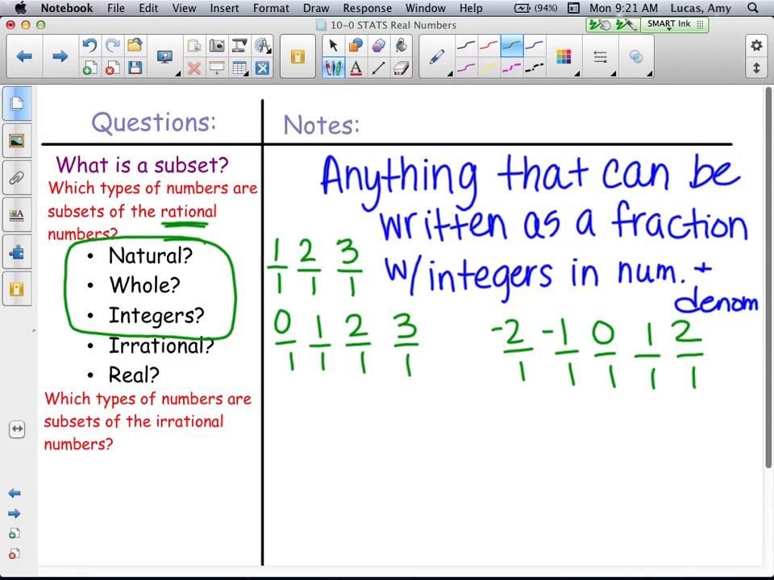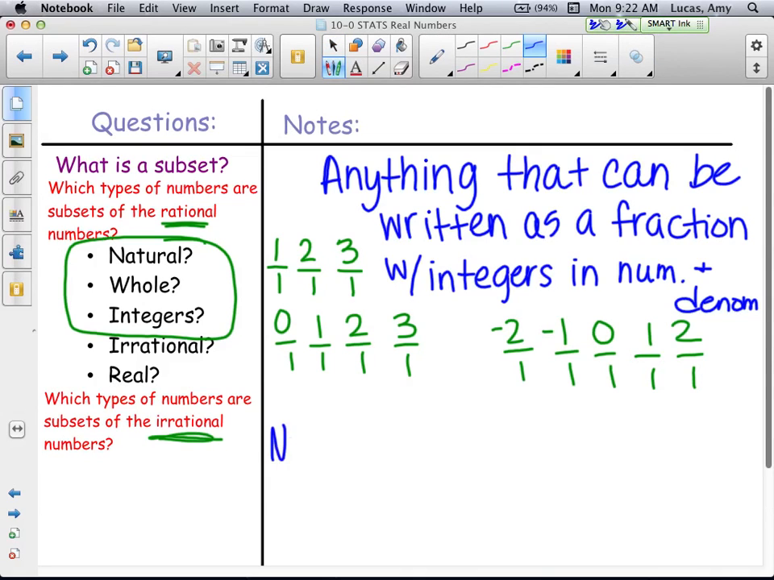Irrational numbers, however, they are not a subset of rational numbers because they're the opposite of rational. And then real numbers, they're also not a subset because they are the big, huge category that include rational and irrational. The second question, which types of numbers are subsets of irrational numbers? None of them.